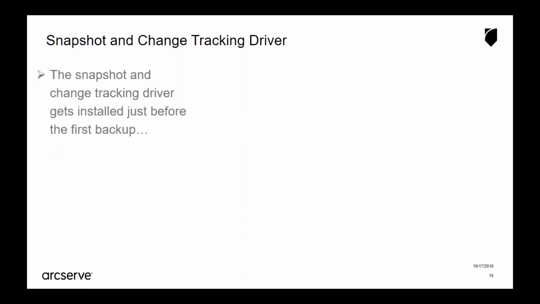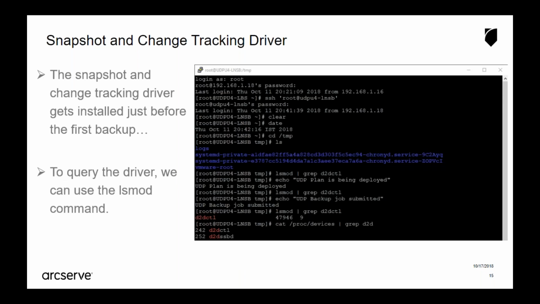Now, the snapshot driver or the D2D CTL gets installed not when I add that node into the console, or when I add it to a plan or deploy a plan. It does not even get installed then. It gets installed when we first trigger our backup. Our first backup is triggered, and that's when it gets installed. To query whether the driver is loaded or not, we can use the lsmod command, and that would show us if the D2D driver is loaded on the machine or not.